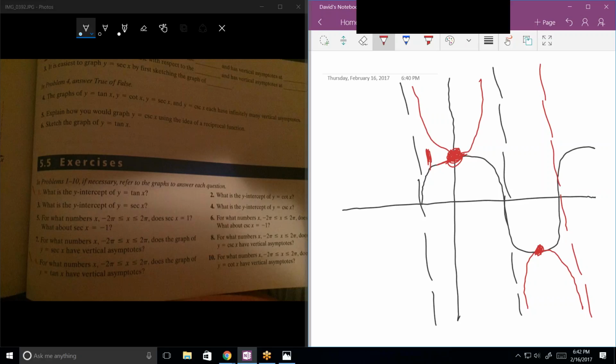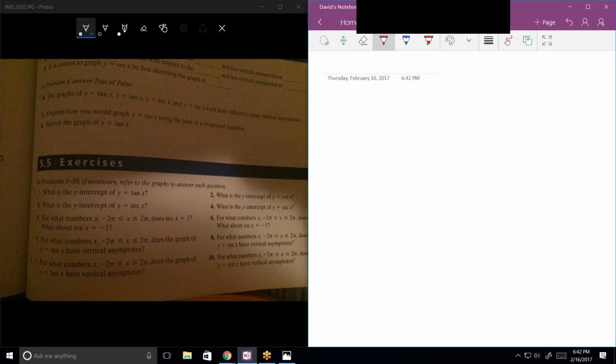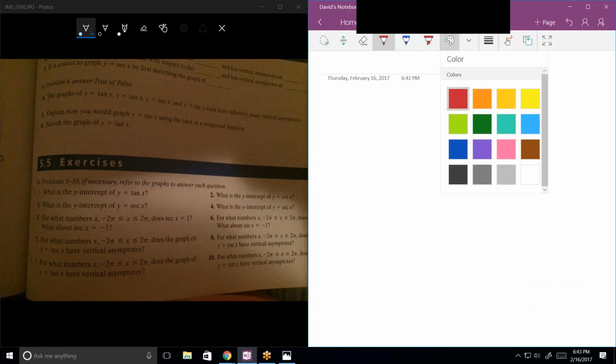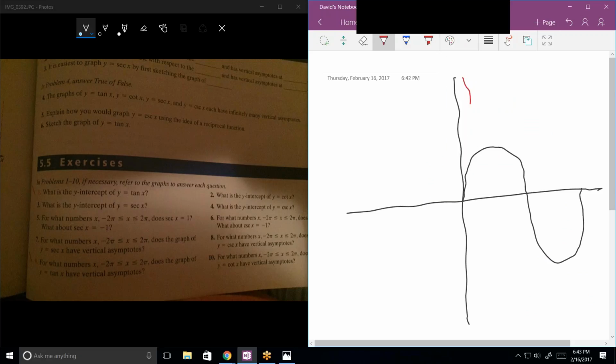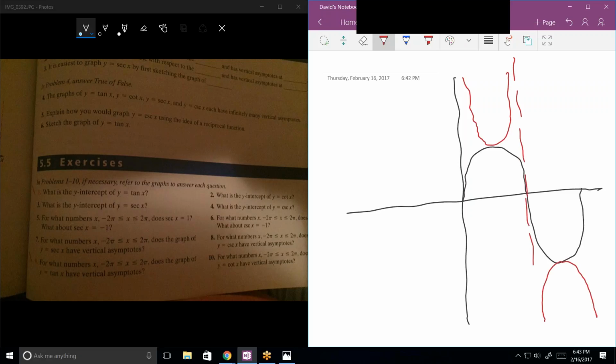Question 4, what's the y-intercept of cosecant? Well, if I draw a cosecant curve, it sits on the tops and peaks of the sine curve, which means the cosecant curve is going to look like this, with vertical asymptotes everywhere that the sine is 0. So what's the y-intercept of the red curve?